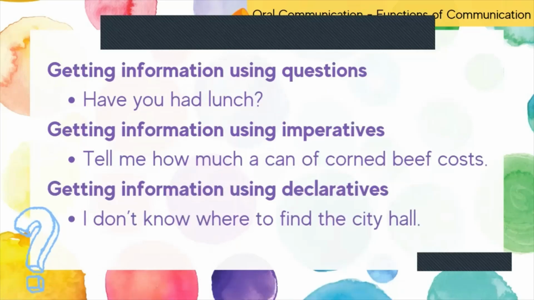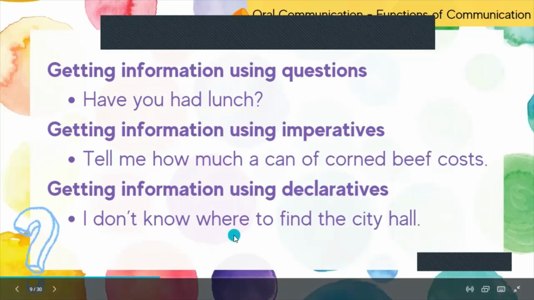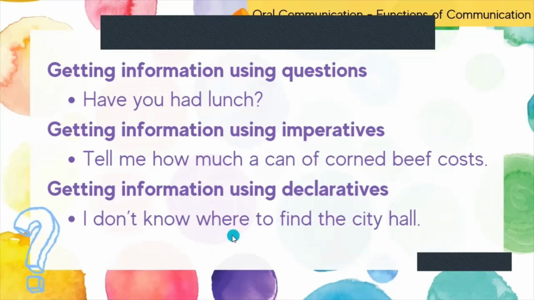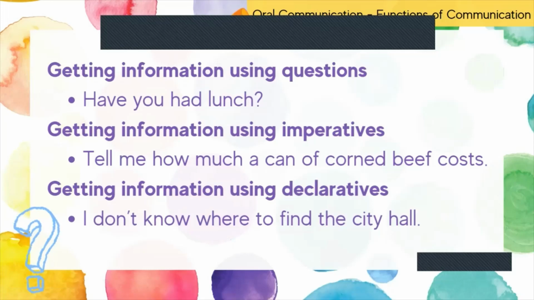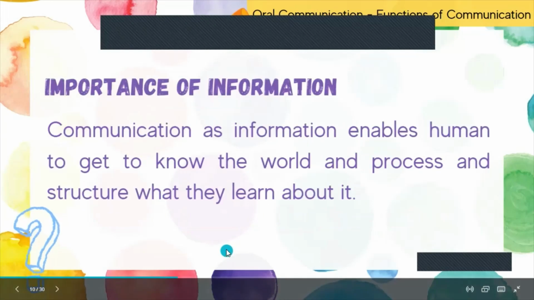Next is when we get information using questions. An example is shown on your screens. Also, we get information using imperatives. It is also asking for a simple request from a person or your audience when you are telling something. Also, we get information using declaratives. You are declaring information, and at the same time, you are getting something from that information.